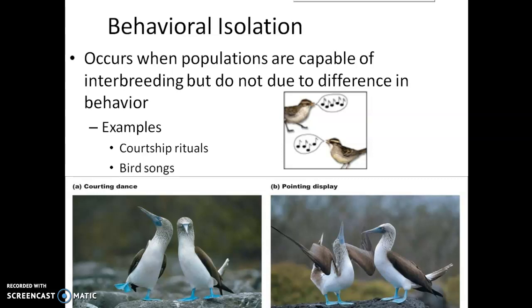If it was done to another bird of paradise species, they'd be like, no, that's just weird. Or if a cardinal came along and was like, what is that bird doing? Okay, that's what we're talking about, behavioral isolation. They don't mate because the behaviors are just weird to other species.